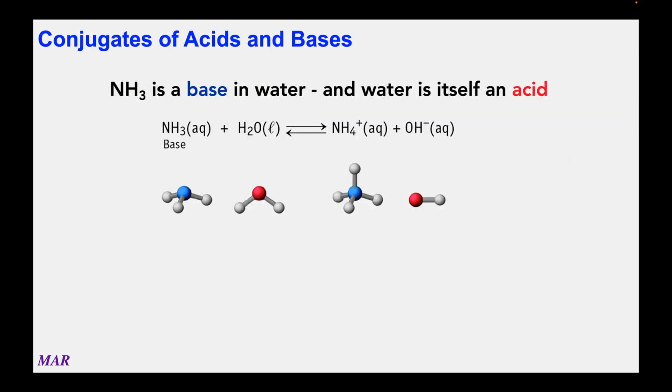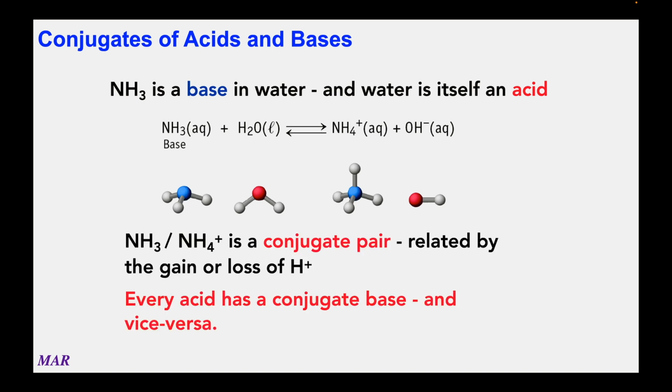So in this reaction, ammonia is a base and water is acting as an acid. And the ammonia makes ammonium, which is an acid, and the water makes hydroxide, the base. So notice that a base makes an acid on the other side, and an acid makes a base on the other side. The NH3, NH4+ combination is called a conjugate pair. A conjugate pair is just two chemical species which are related by the loss or the gain of an H+. So you add H+ to ammonia, you get ammonium. You take an H+ away from ammonium, you get NH3, ammonia. So they go back and forth.